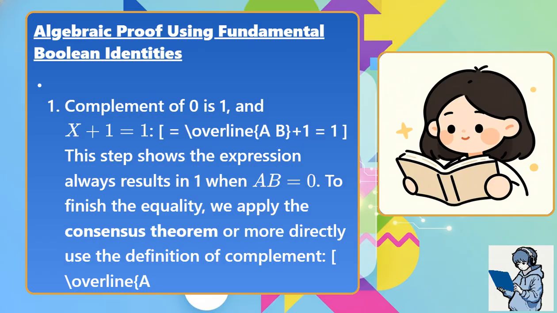To finish the equality, we apply the consensus theorem or more directly use the definition of complement. NOT(AB) equals NOT A plus NOT B. The intermediate steps can be rearranged. Most textbooks present a shorter route by applying the complement law twice.